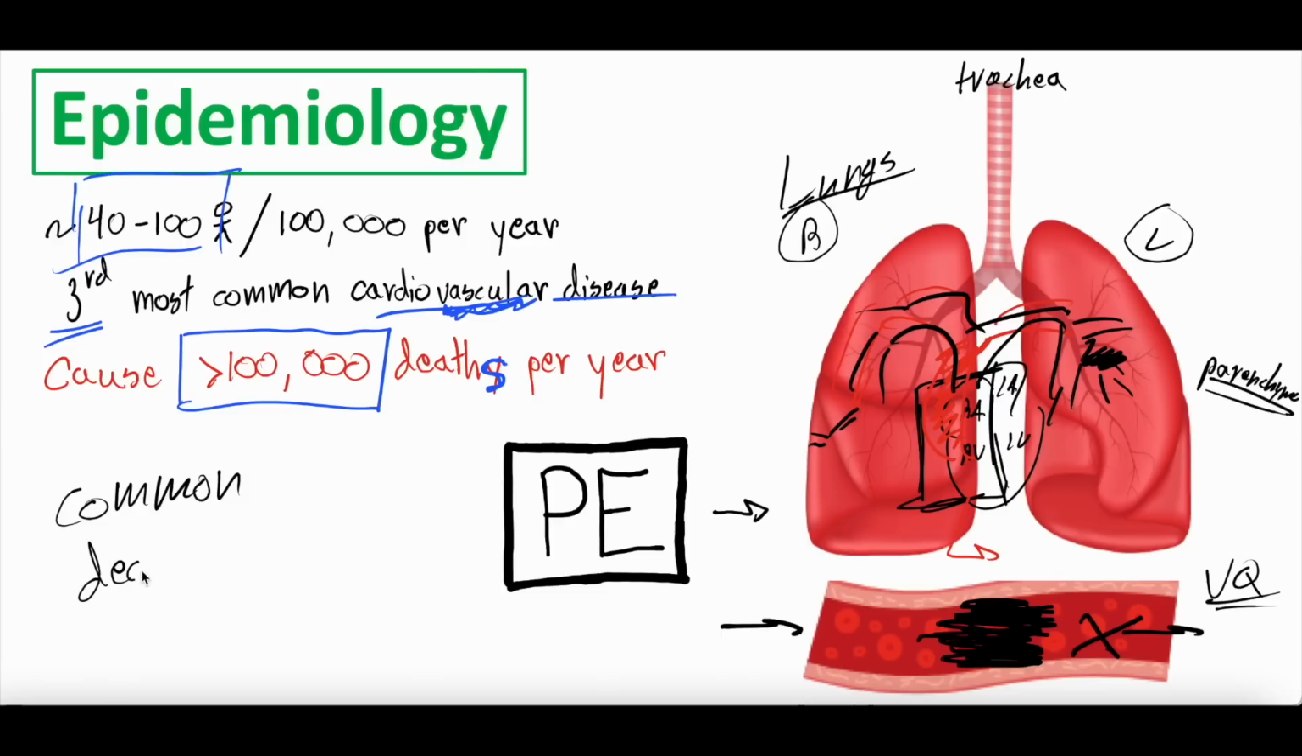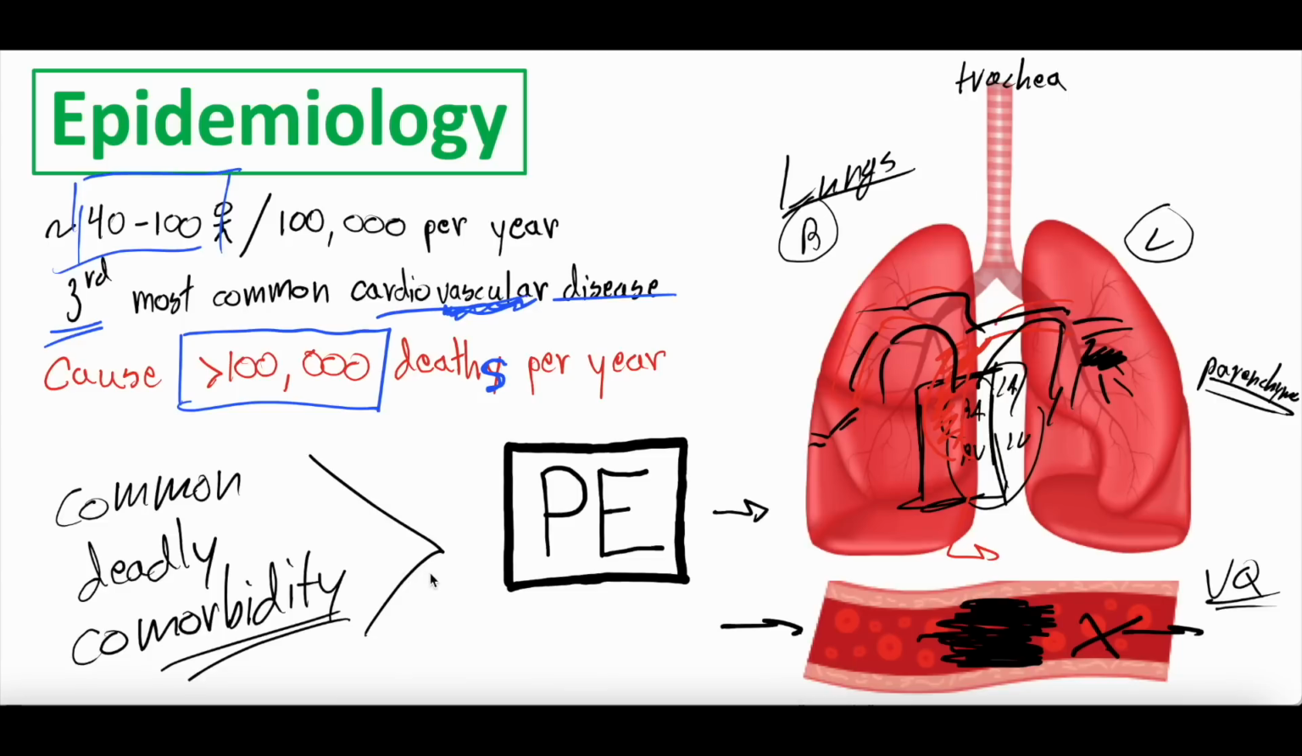It can be a deadly disease. And when it's not deadly, it can cause a fair amount of morbidity, right? It can lead to right heart dysfunction. It can lead to chronic shortness of breath. It can lead to something called CTEPH. All things we're going to talk about in this video. All reasons to know what pulmonary embolism is.